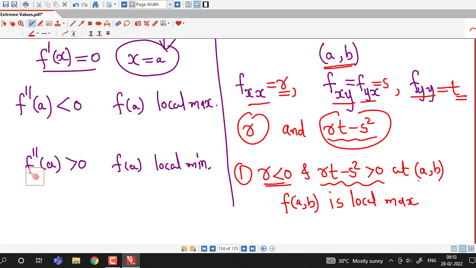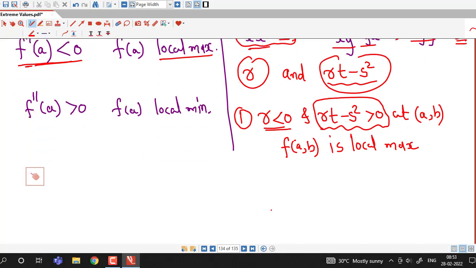So it is going similar to this one. If the second derivative at point a is negative, then f(a) is a local maximum. Here we are considering this second order derivative with respect to x. So if r is negative and this quantity rt minus s square must be positive at point (a,b), then f(a,b) is a local maximum.